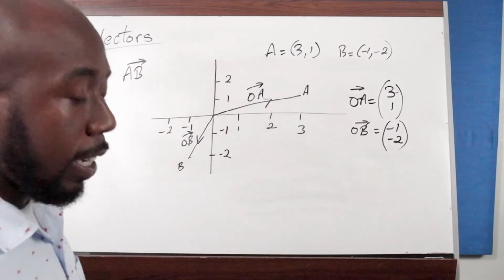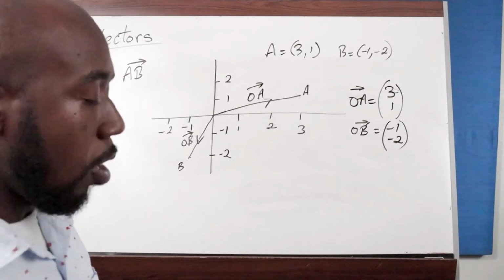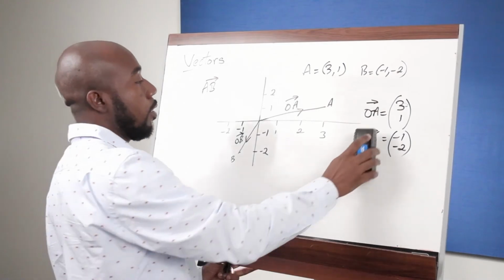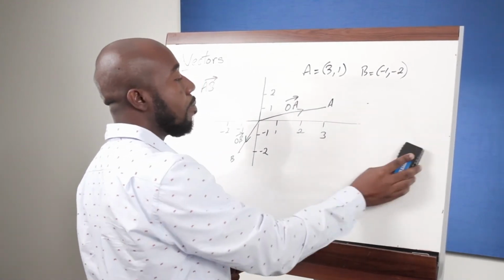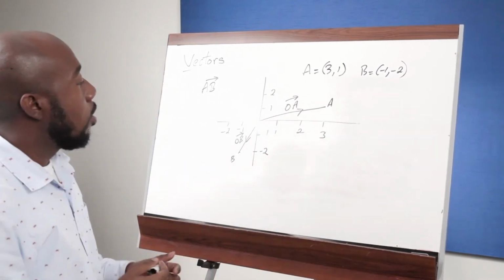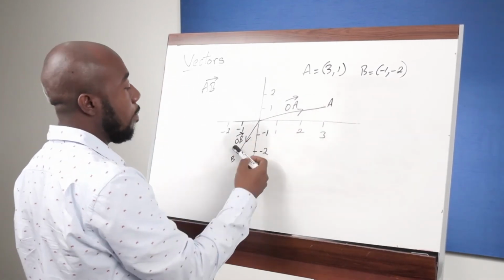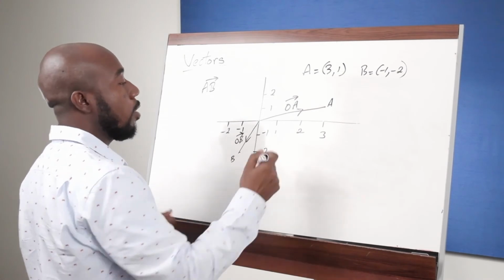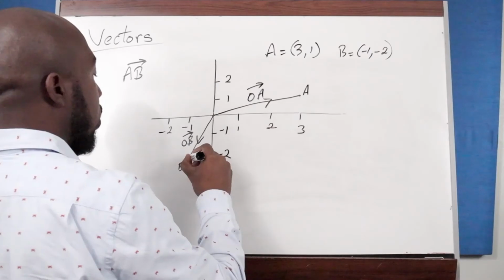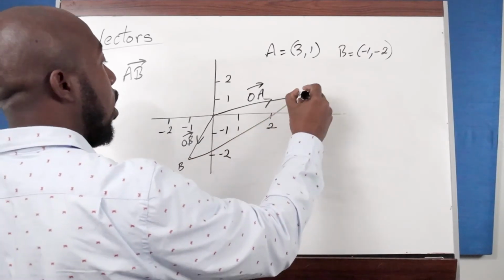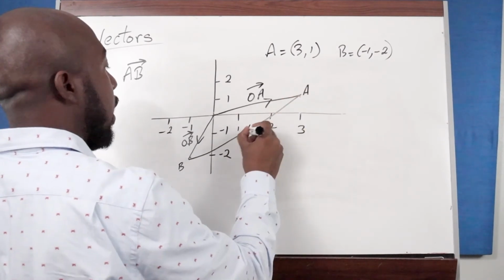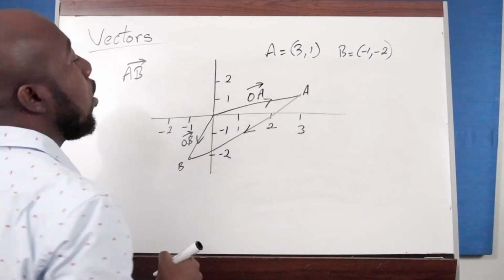Find AB and write it as a column vector. Let's go through it. Here, we know what OA is, we know what OB is. They want us to find A to B. So to connect from A to B, which is in this direction, A to B.